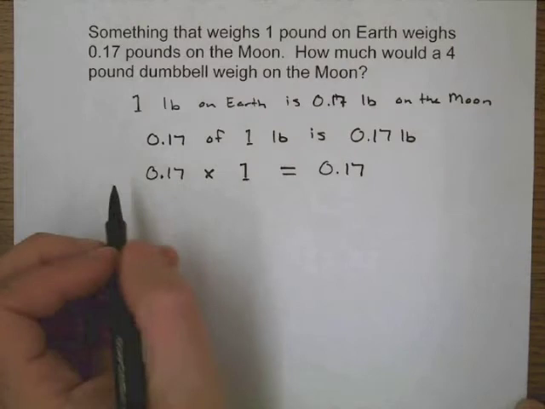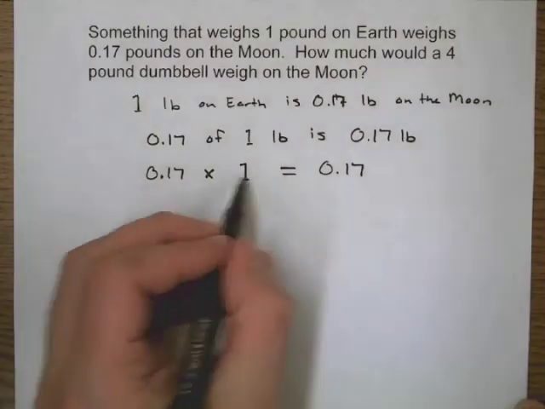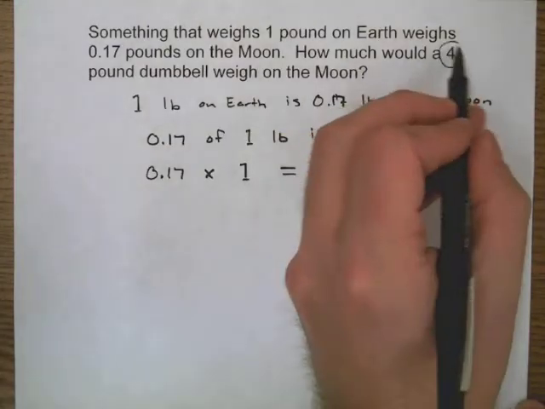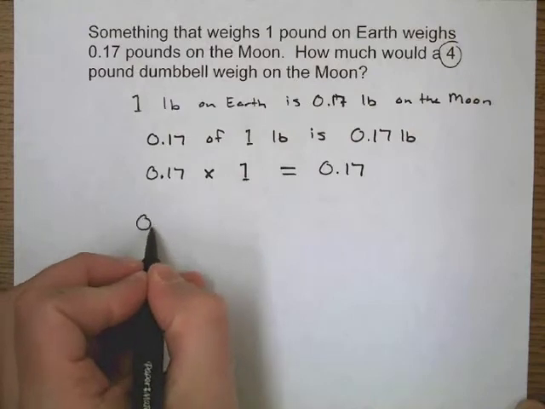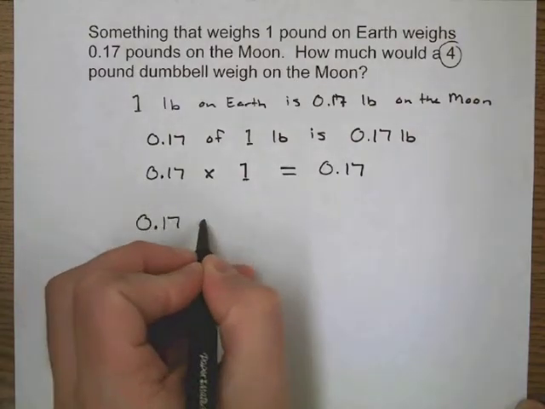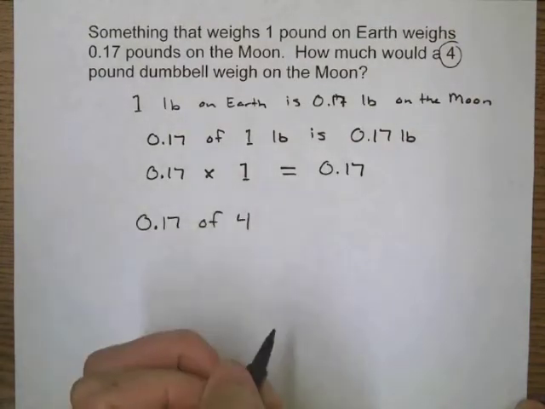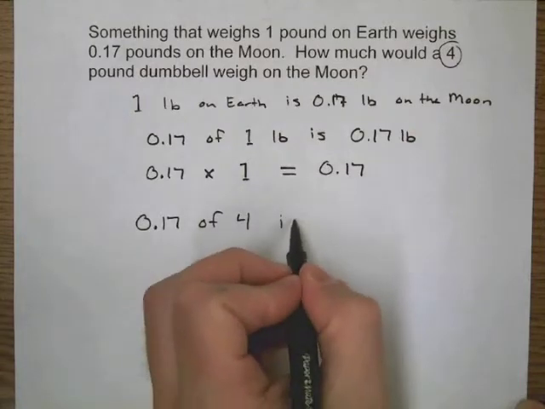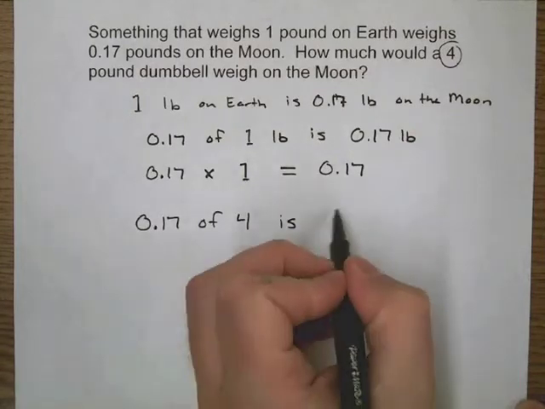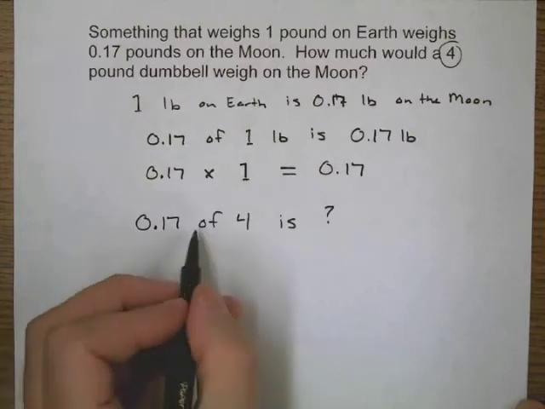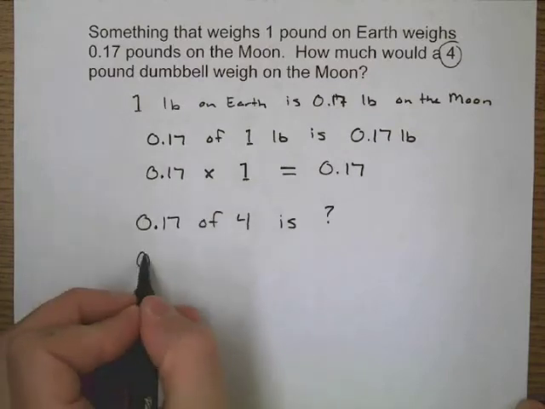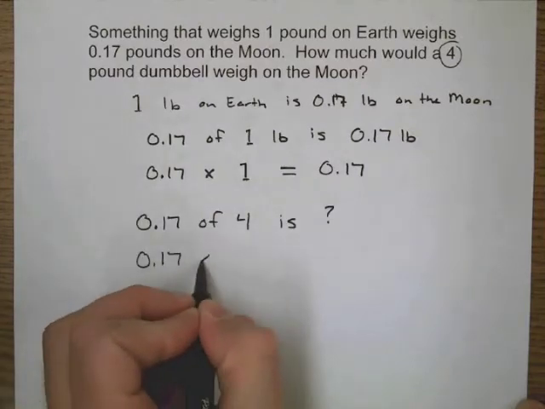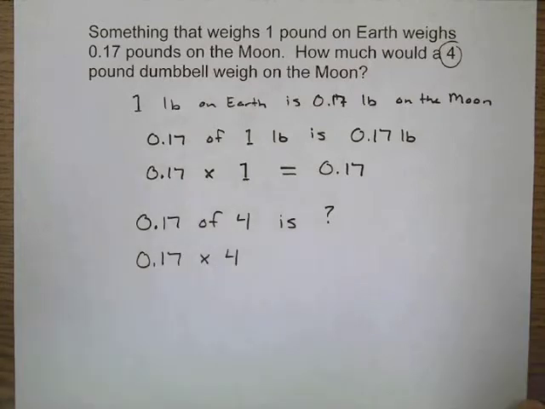So let's see if we can use that to then solve our problem. So we need to think that we have 17/100ths of 1 pound. Well, we want 4 pounds. So we're going to take 17/100ths of 4 pounds, and we want to know what that is. So we could rewrite this: 17/100ths of means times, 17/100ths times 4. So then let's take a look at how we're going to solve that.